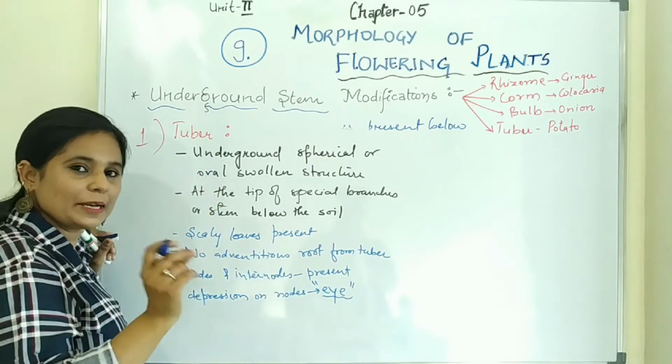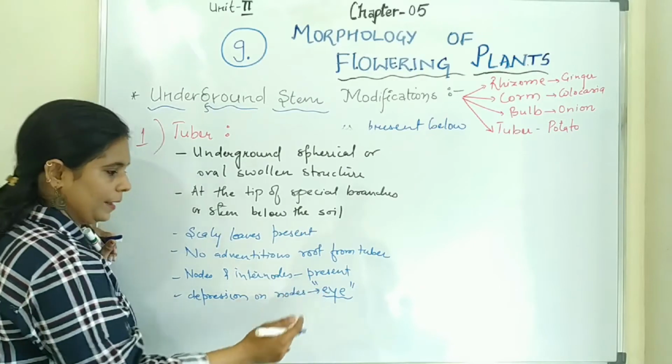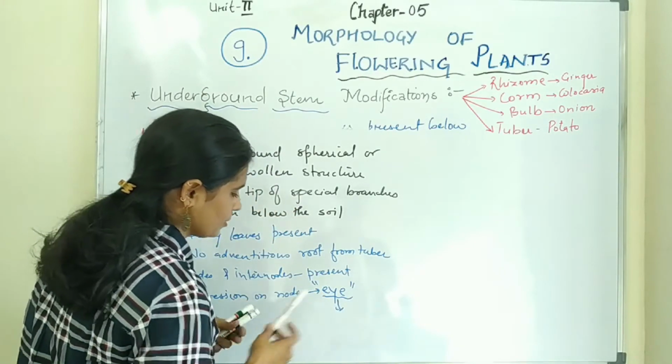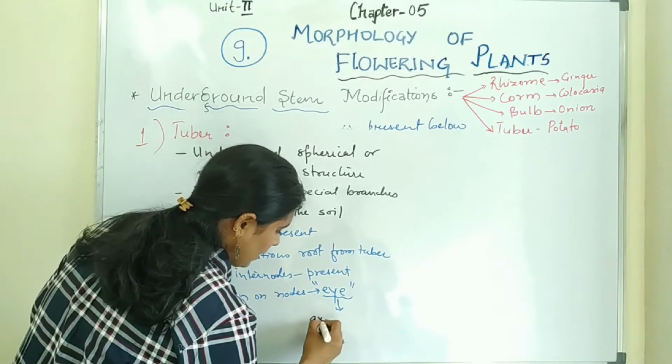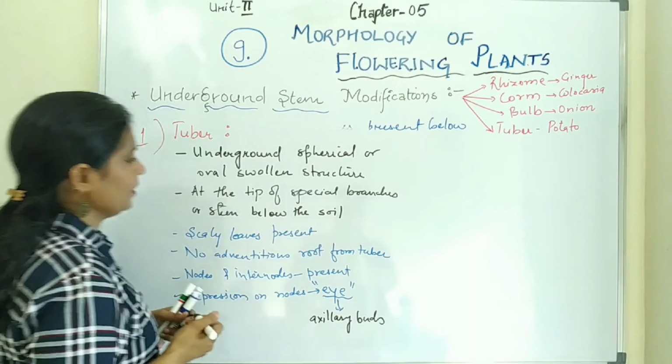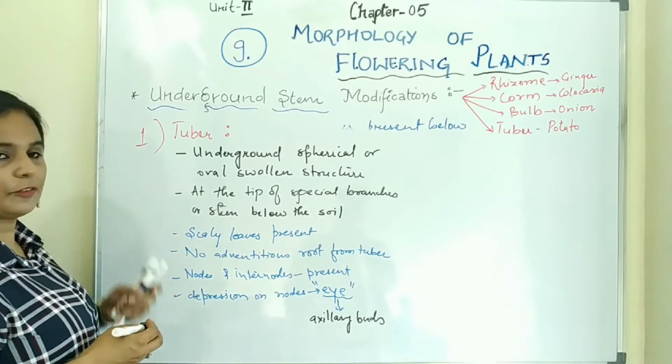Nodes पे एक depression होता है जिसको आप eye बोलेंगे, and this eye is nothing but this represents the axillary buds. Fine. So these are the characteristics of tuber.